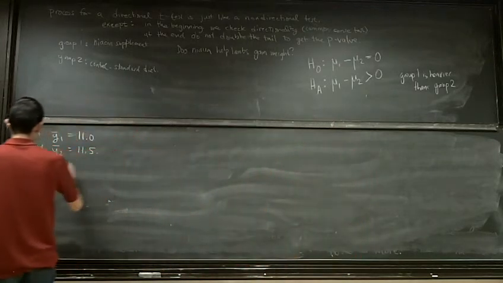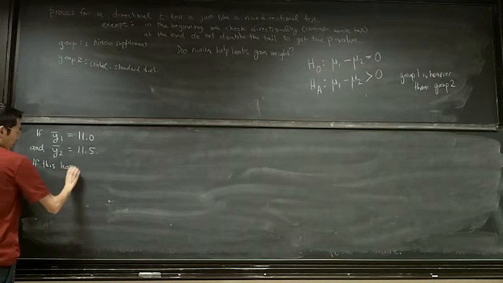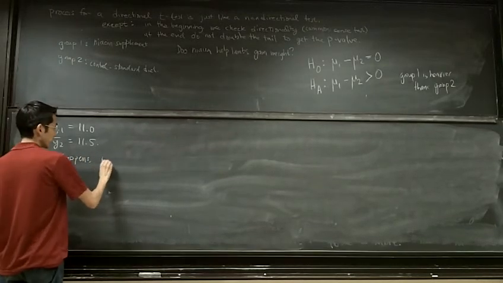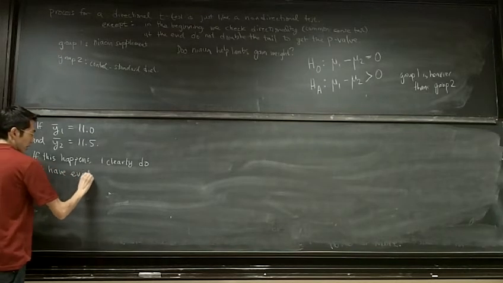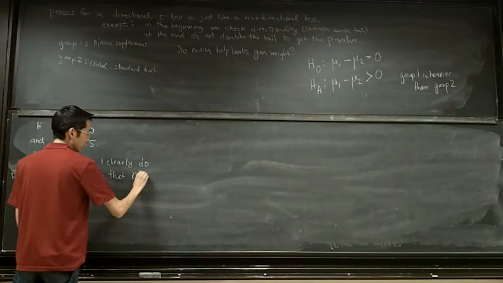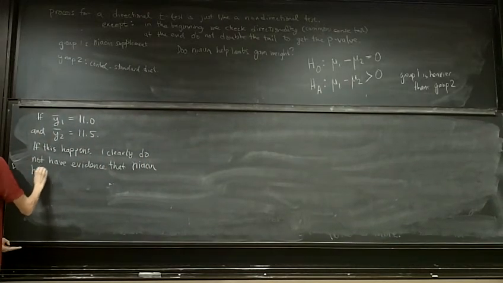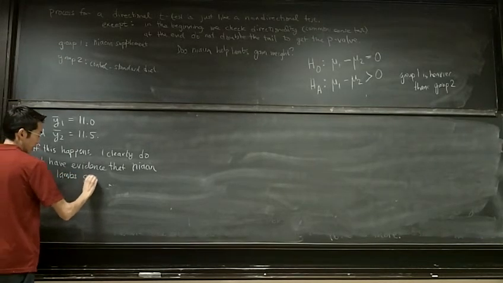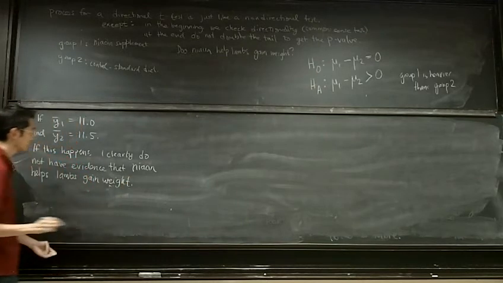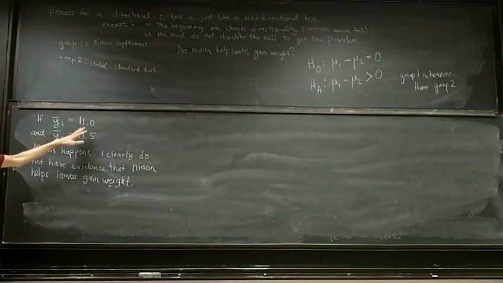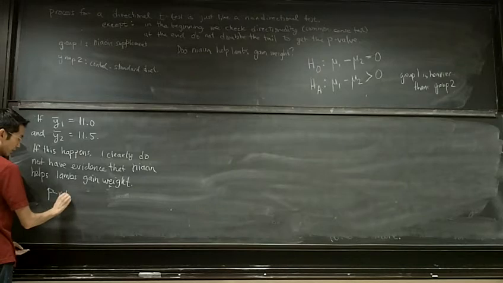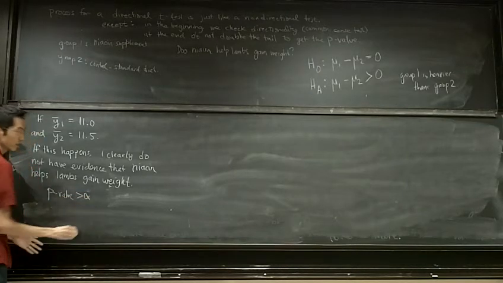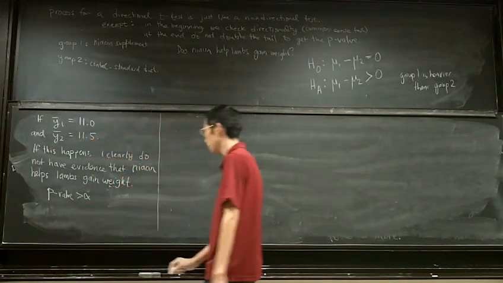So if this happens, I clearly do not have evidence that niacin helps lambs gain weight. Clearly it doesn't, because the lambs with niacin ended up weighing less than the control group. So definitely my p-value, whatever it is, is going to be greater than alpha. I don't really care what it is, I definitely know that for sure.